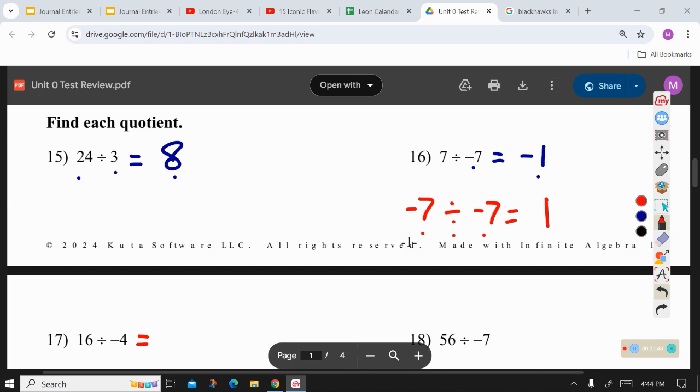Okay, well, that's a positive divided by a negative, so I know my answer has to be negative, and that's going to be -4. Okay, and again, think about it. If I multiply -4 times -4, I get +16, right? A negative times a negative is a positive.